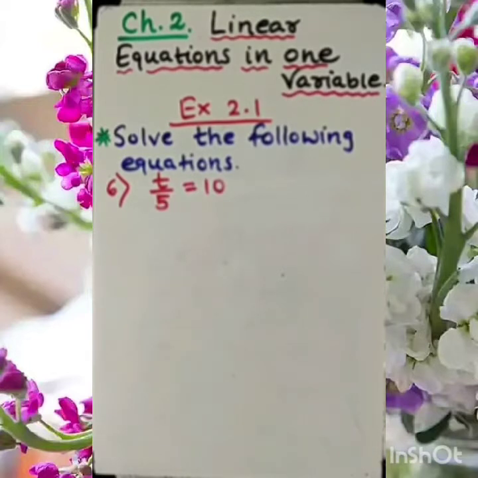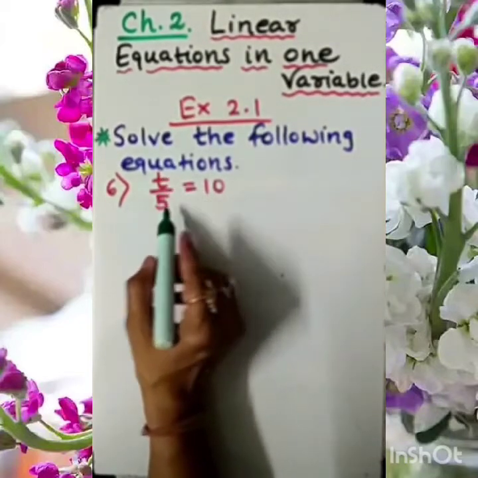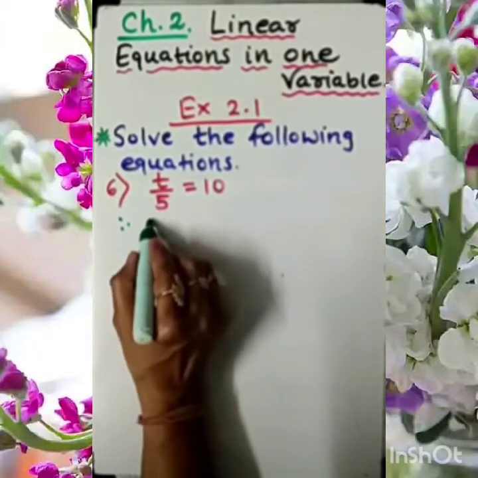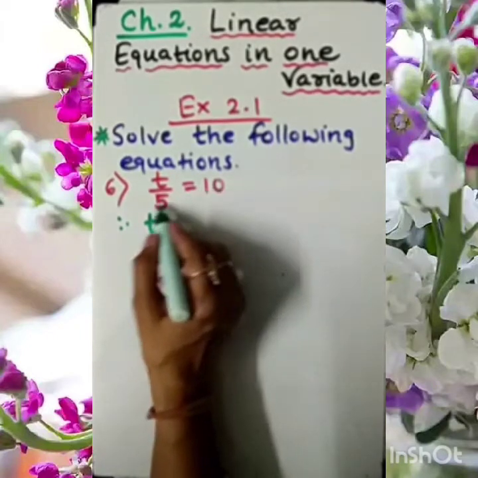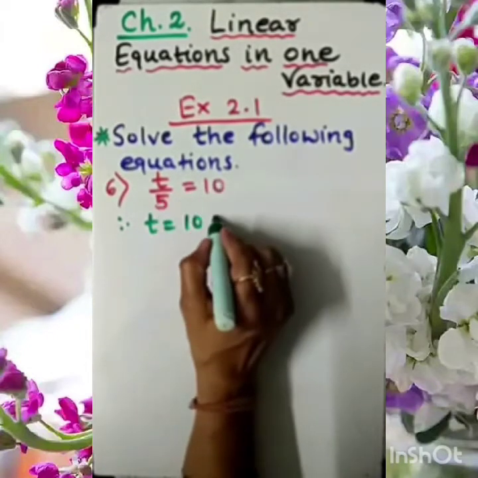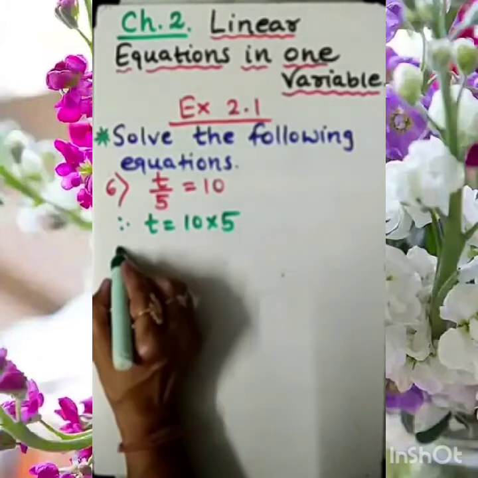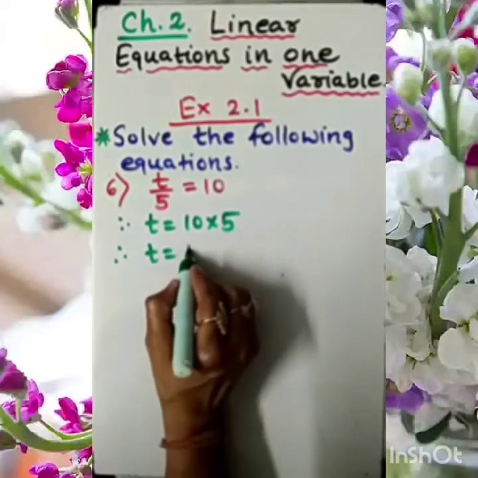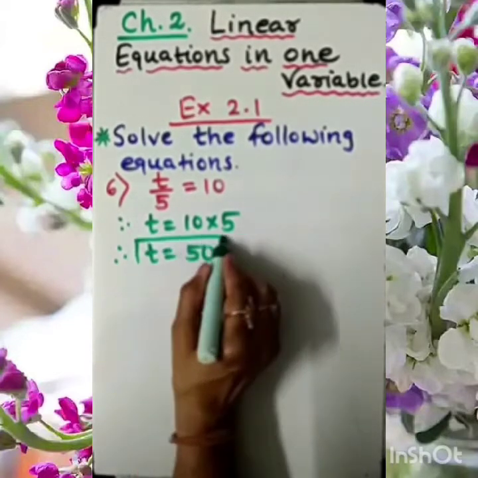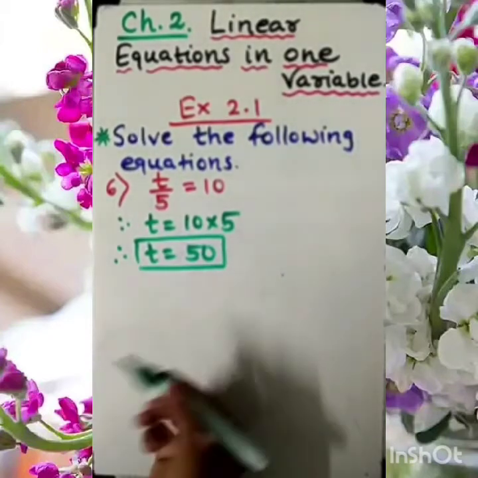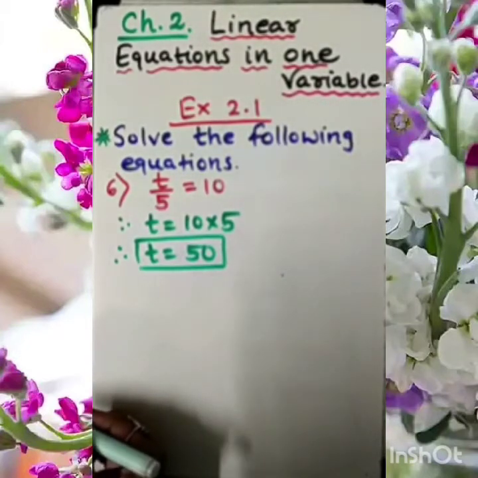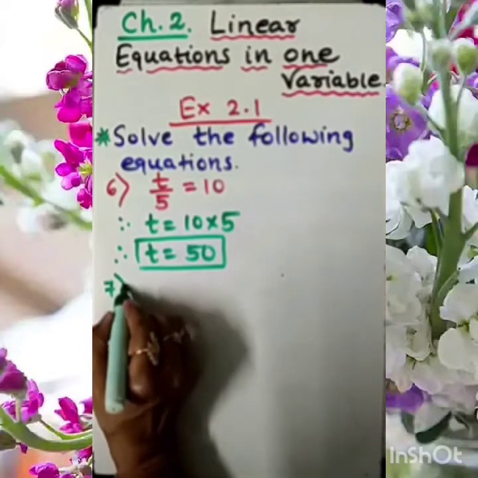So, my dear student, here the sixth is in front of you now. T by 5 equal to 10. Fine. T by 5 equal to 10 indicates that T is divided by 5, so of course, with cross multiplication, it will be multiplied here. So 10 into 5, 50. So the value of T is 50, which is quite easy. Now, one more is with us. Let's move with that, 7.